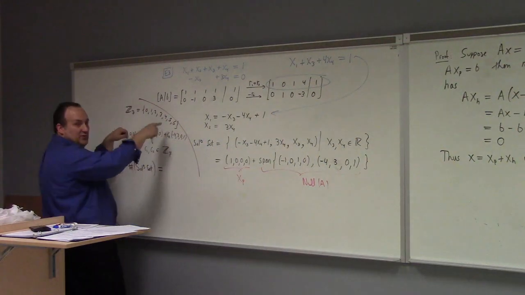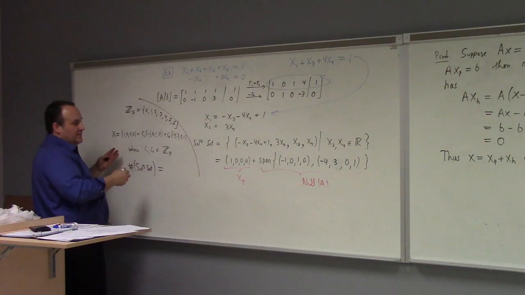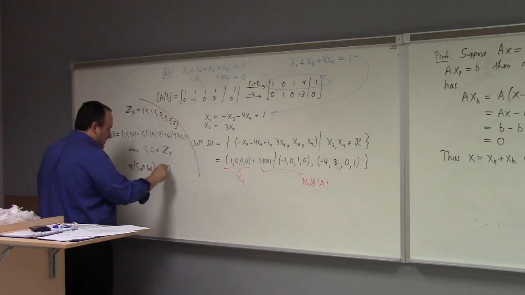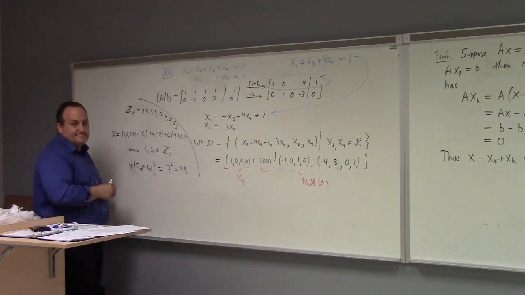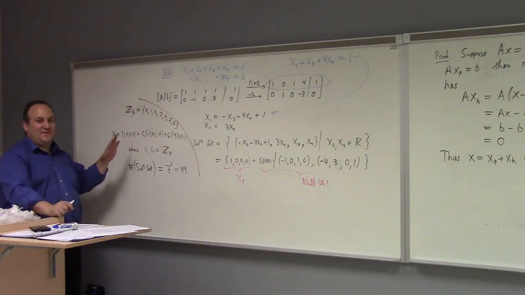If you look at it, since there are 2 parameters, you'd have 7 to the power 2. You'd have 49 solutions here. This cannot happen over an infinite field.